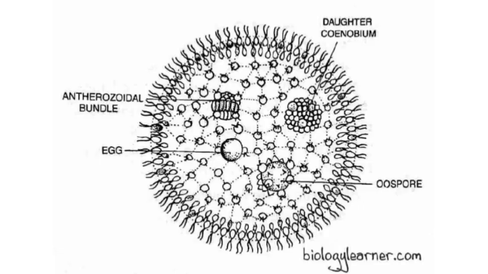Here I have added another photograph of Volvox in which you can easily see the egg cell, oospore, daughter coenobium, and antherozoid bundles. The structures coming outside the Volvox cell are the flagella that help in the movement of the cell in the water. There are two flagella present in each cell. If you look, you can see the two flagella.